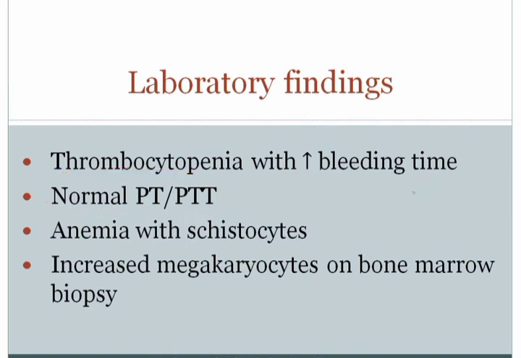The patients will also have anemia with schistocytes, and there'll be increased megakaryocytes on bone marrow biopsy. Why? Because as the platelets are being consumed, the bone marrow will recognize that there's less platelets in the blood, and the megakaryocytes will begin to produce extra platelets to try to help out the body. And those extra platelets have to be produced by extra megakaryocytes, and so you'll get hyperplasia of the megakaryocytes, and you'll see that on bone marrow biopsy.